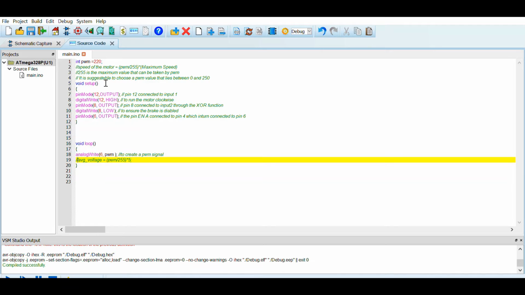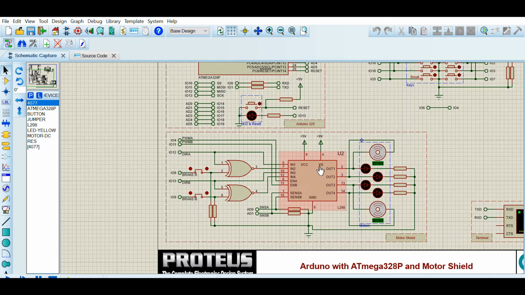And in the void setup, I have made some connections. I would like to demonstrate using this outline. Here input 1 is connected to pin 12 and input 2 is connected to pin 8 through a XOR function. Then the enable A pin is connected to the 4th pin, which in turn is connected to the 6th pin.